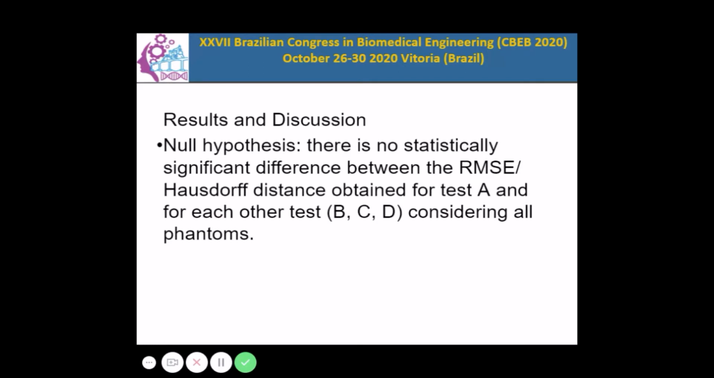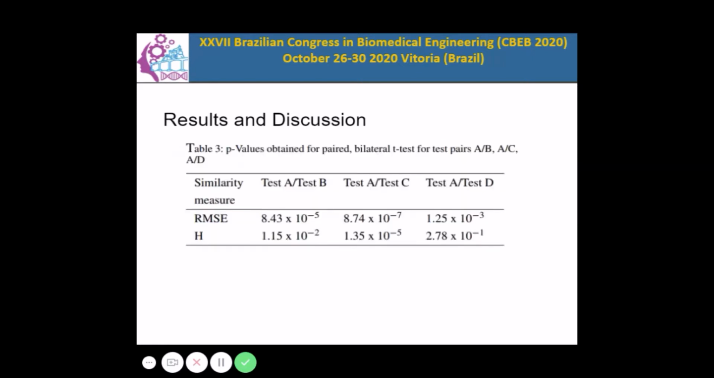From the results, the following null hypothesis is formulated: there is no statistically significant difference between the error or Hausdorff distance obtained for test A and for each other test, B, C, or D, considering all the phantoms. Since the datasets are paired, it is verified and confirmed that the datasets resulting from the difference between the pairs for both similarity measures have approximately normal distributions. That condition allows the calculation of p-values using the t-test.